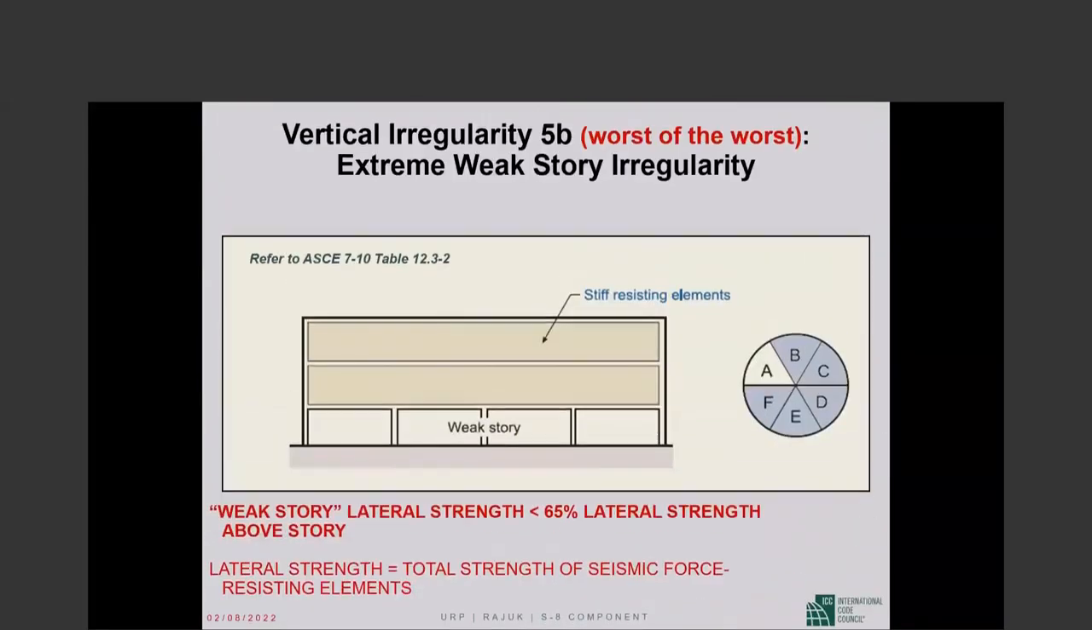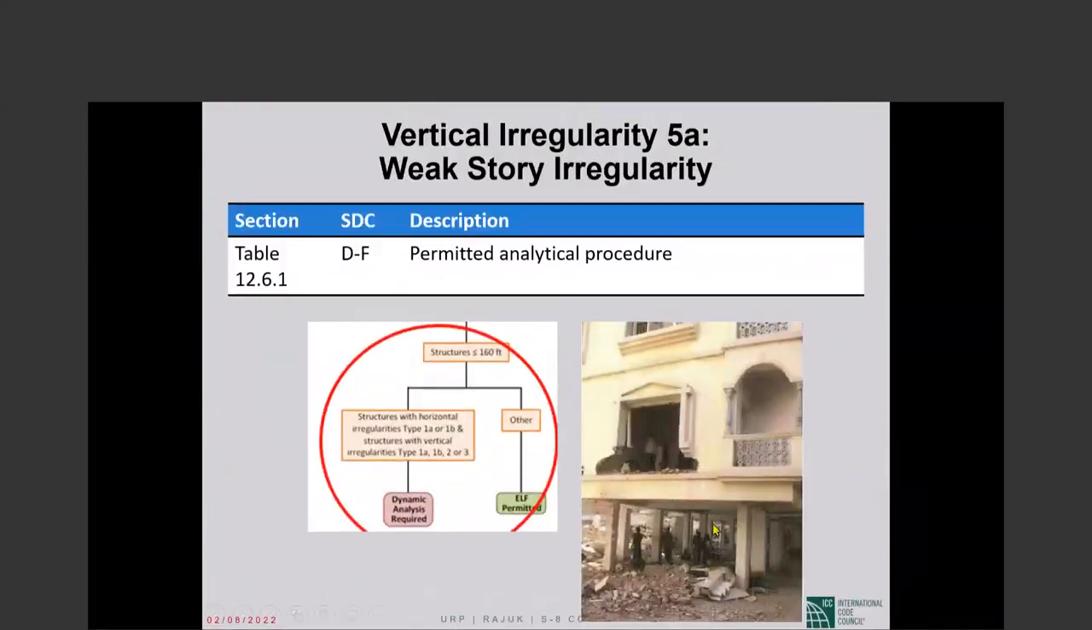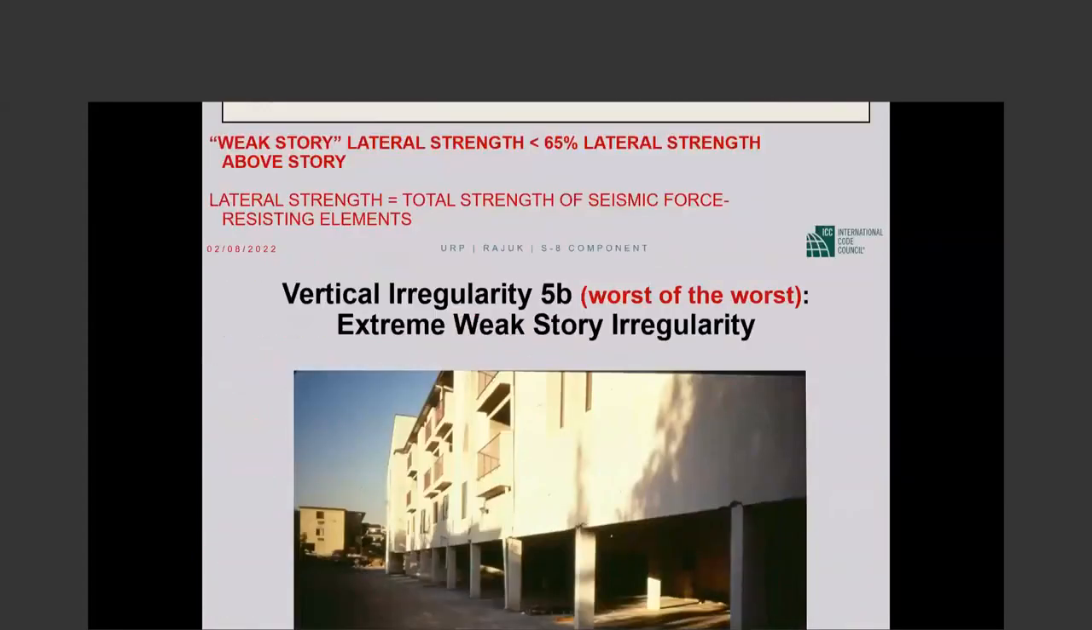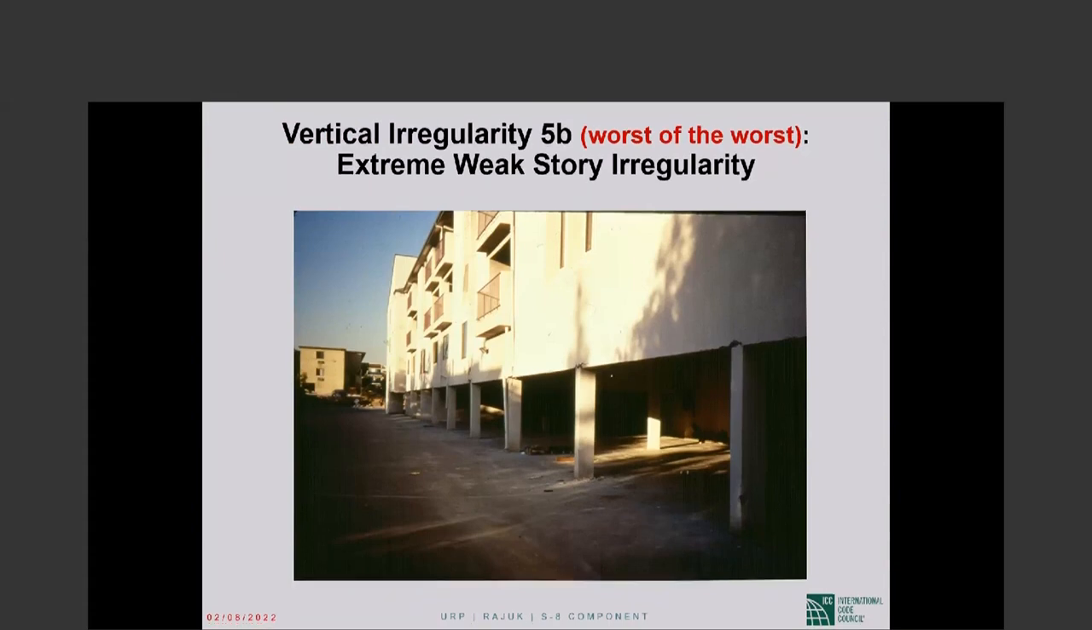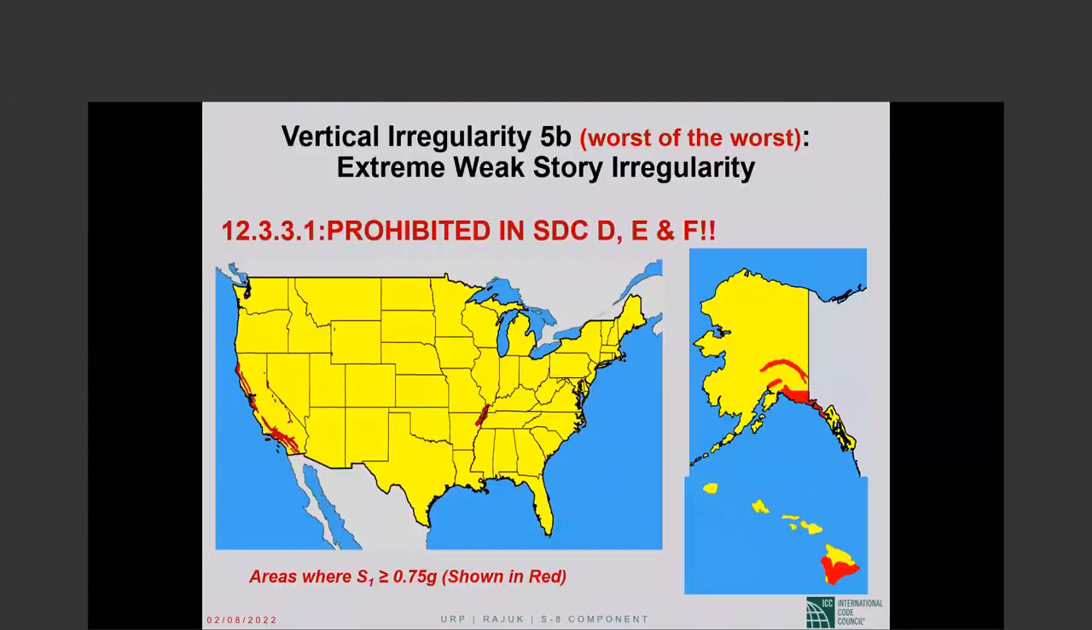I showed you this picture, the picture that I didn't comment on. This is from Bhuj, in India, and there is hardly any difference between the other picture and this. This one, I don't remember the place. Anyway, these are all over the world. So this one, extreme weak story, is prohibited even in D. Okay, so please take note that this is something you cannot build.